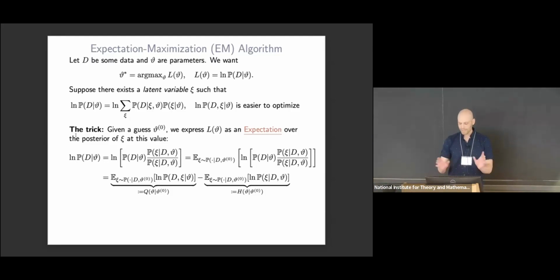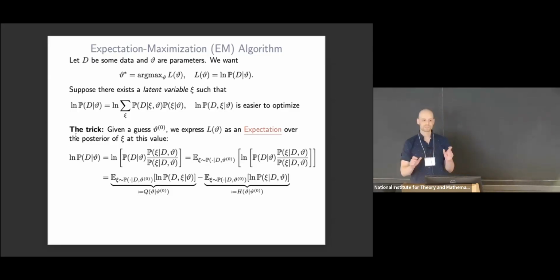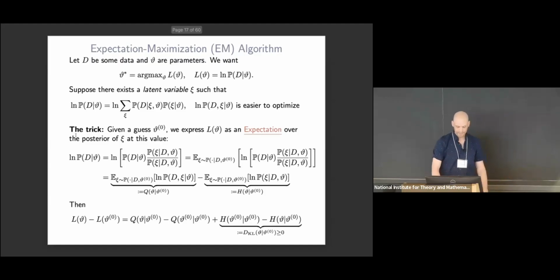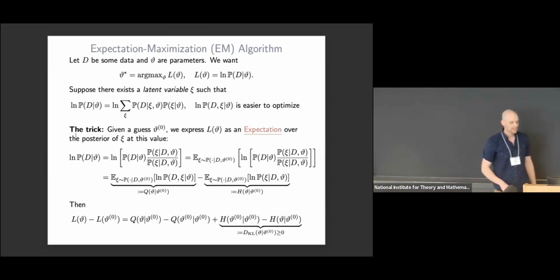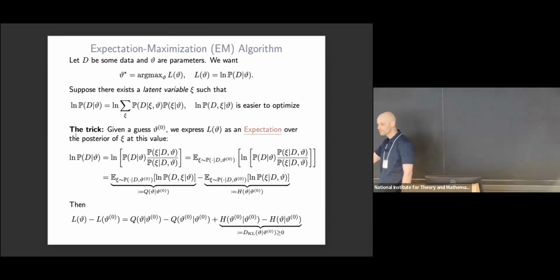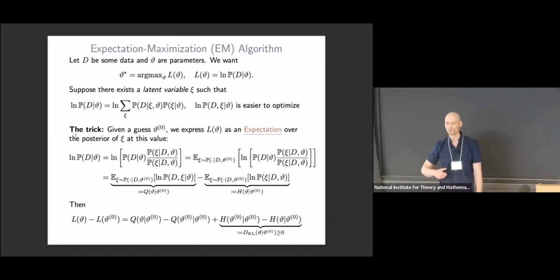Whatever the dependence on theta naught in these two terms, it must cancel because we're just rewriting the log likelihood. But the cool thing is that if we look at the difference between this log likelihood at the guess and another parameter value, the H term turns out to be the KL divergence between the predictive distribution of the latent variable at the two parameter values. Therefore, if we just optimize the Q term, the loss function is going to go up.